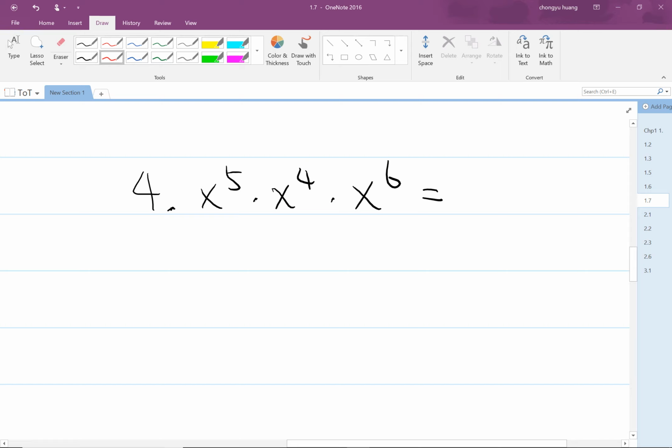So we have x to the power 5, x to the power 4, multiply x to the power 6, right? So what we have to do is, as the property suggests, x equal to 5 plus 4 and then plus 6, right? So 4 plus 6 is equal to 10, so it's 5 plus 10, so it's gonna be x to the power 15, right? So this is the solution for question 4, x to the power 15, right?